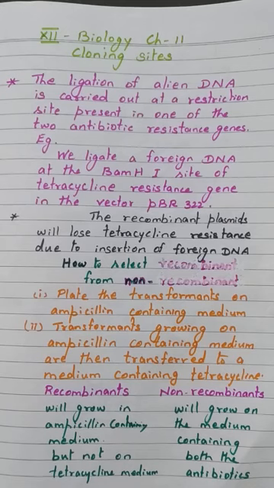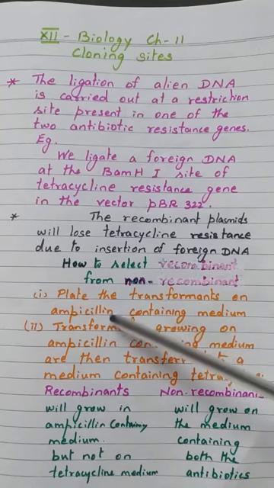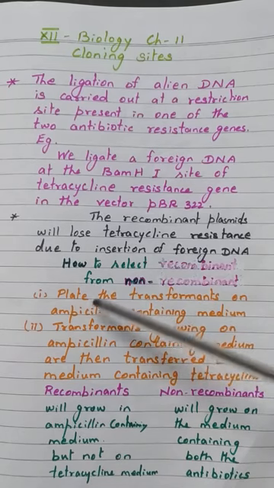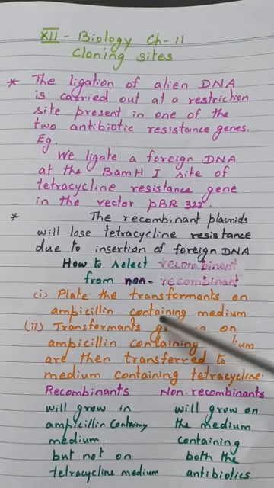And then non-transformants are the host without this rDNA inside. Now we want to select the recombinants only. We don't want these non-recombinants. So how to select? First they plate the transformants on ampicillin containing medium, an antibiotic.